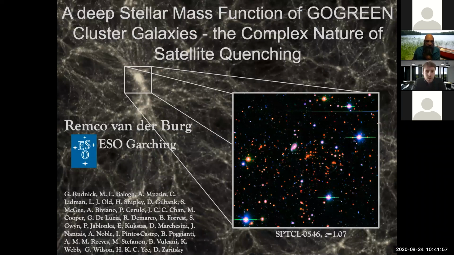So I'm going to talk about measurement of the stellar mass function of Go Green, and this is really work that is possible based on the whole data set. So based on all the spectroscopy and photometry. I just want to highlight some key people that contributed to this work. Really a lot of work over the last more than 5 years now.